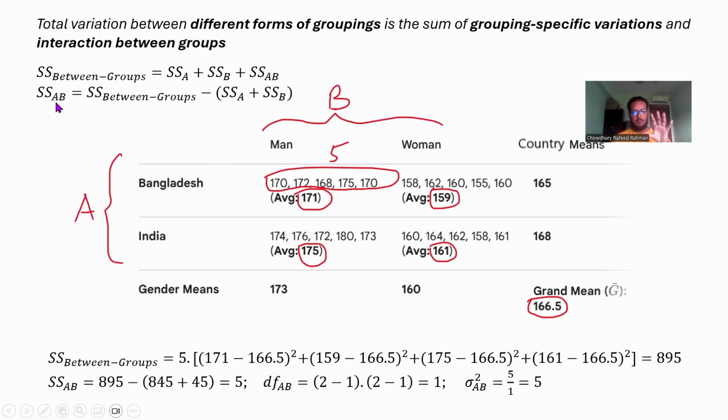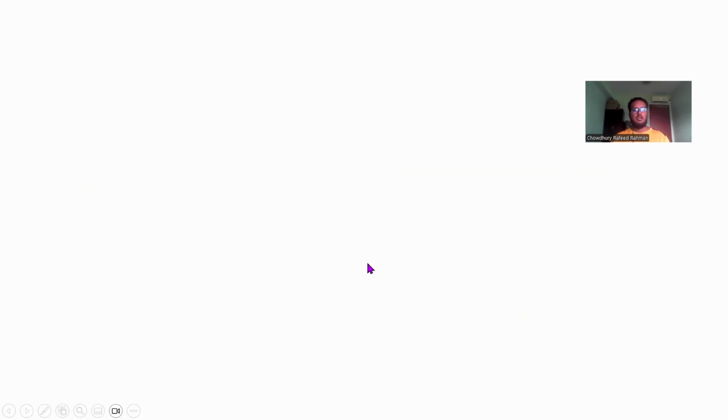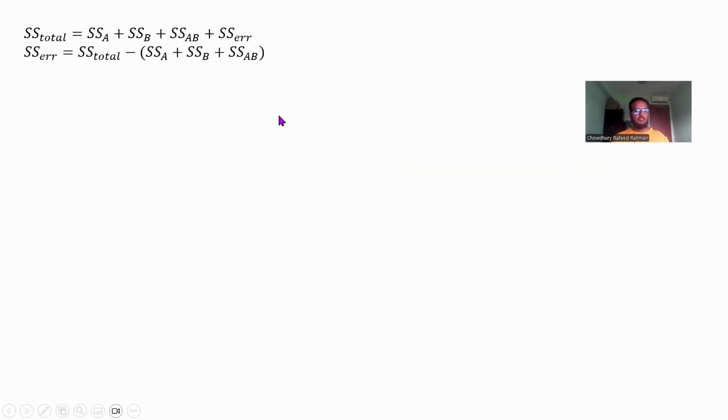The last part remaining is SSERR, that means SS error, right? So how do we get that? Again, this formula we have seen at the very first. We know that the total variation is equal to the sum of all these things, and SS error is the part which we cannot explain. So SS error is nothing but this. Now we know all of these three things, but we don't know SS total. So how exactly are we going to get SS total?